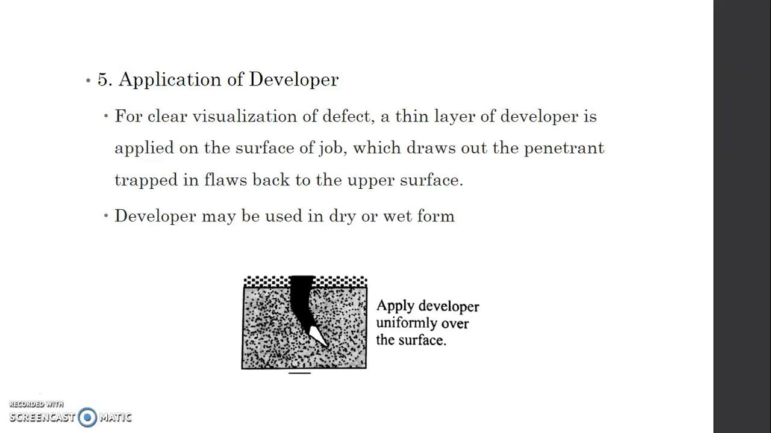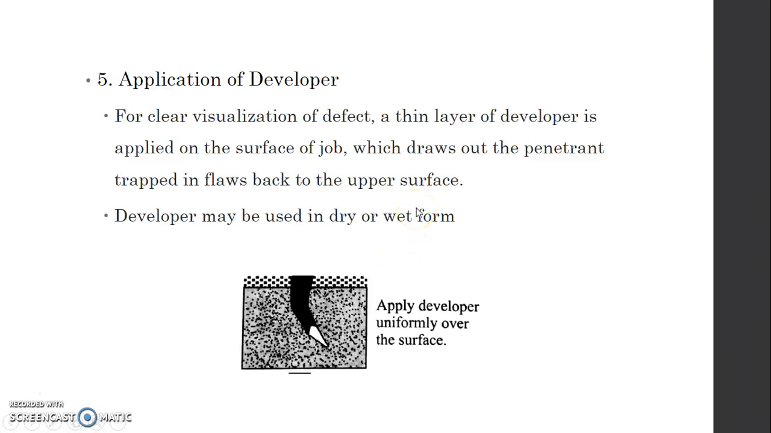And the fifth one is the application of developer. After cleaning the penetrant, we have to apply the developer in the particular area where we applied the penetrant. The main purpose of the developer is to pull out the penetrant from the cracks. We already discussed that it is based on capillary action, right? A lot of developers are available. It may be used in dry or wet form, right?